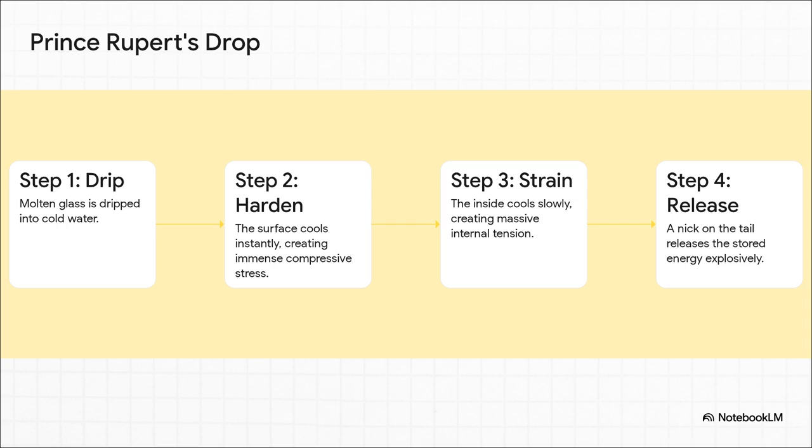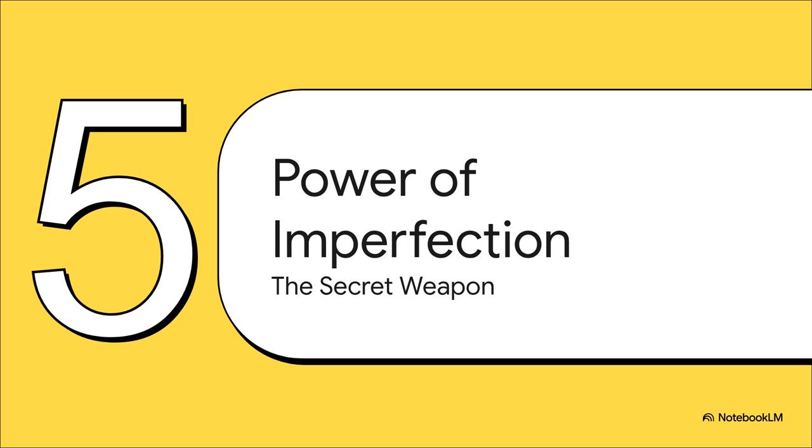The result? The bulbous head is so strong you can hit it with a hammer. But that fragile tail holds all that stored-up energy in check. You give that tail the tiniest little snip, and all that internal strain is released in a violent, explosive shatter. It's a perfect and kind of scary illustration of how engineered chaos can create both incredible strength and a hidden, catastrophic weakness. So far, we've focused on perfect blueprints and ideal, orderly structures.